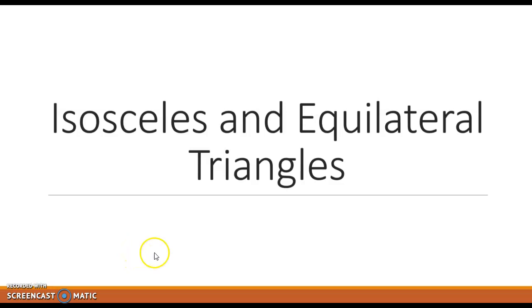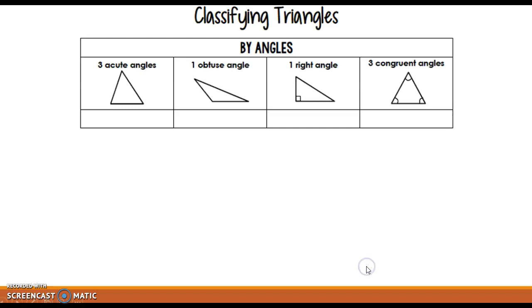All right, today we're going to talk about isosceles and equilateral triangles. First of all, we're going to just review the triangles, classifying the triangles by the angles. If you have three acute angles, then it's an acute triangle. One obtuse angle, it's an obtuse triangle. One right angle makes it a right triangle. Three congruent angles makes it an equal angular triangle.